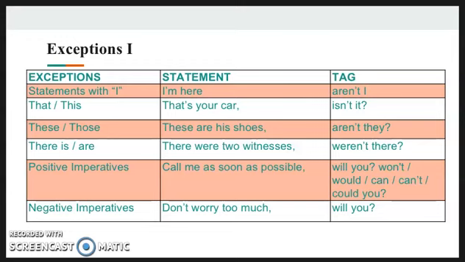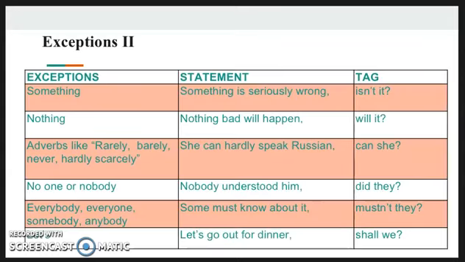In positive imperative sentences, we use the question tag will, won't, would, can't, or could. In negative imperative sentences, we use the question tag will. Here are some other exceptions. In sentences where the pronoun something or nothing is the subject, we use the pronoun it in the question tag.